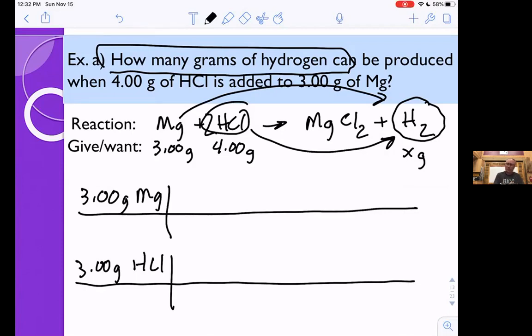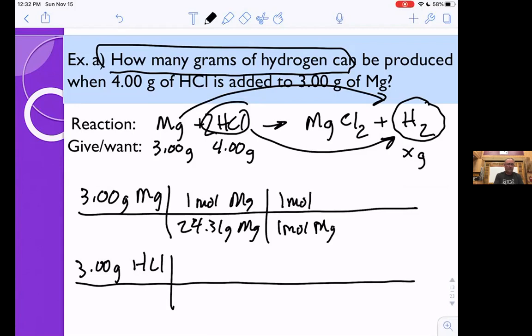Okay, so I'm going to brush through this kind of quickly since you've already checked your work, just looking to see if it's the same. So 24.31 grams of magnesium off the periodic table is 1 mole of magnesium. My mole to mole ratio from start to finish here is 1 mole of magnesium to 1 mole of hydrogen gas. And it asks for how many grams of hydrogen, so I'll need the molar mass of hydrogen. 1 mole of H2 is 2.02 grams of H2. Then I'll solve for my answer. I got 0.249 grams of H2.